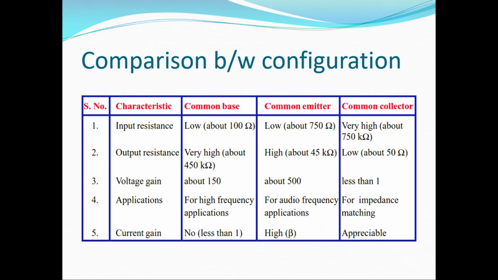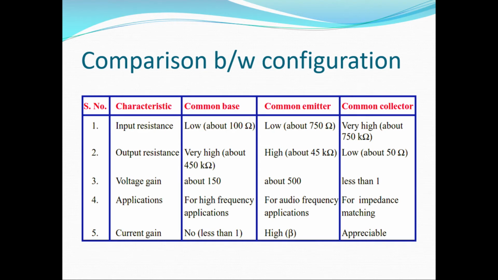Out of the three configurations, common collector configuration has maximum input dynamic resistance, about 750 kilo ohm. So we use this configuration where high input resistance is involved. Even though its voltage gain is less than unity, the decreased voltage gain can be compensated by subsequently using the CE configuration. The input resistance of a common base configuration is very low, as low as 100 ohm.